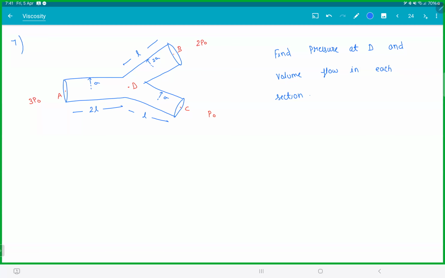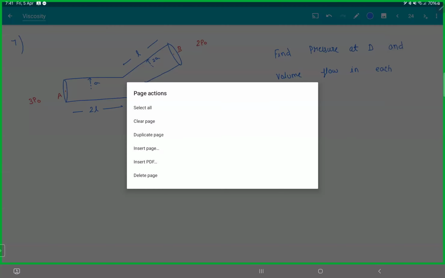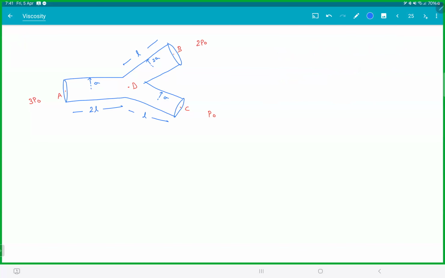69 by 33. Let's see. So first, let's make this into resistors. You can just replace the pipes with resistors. So this guy, let's call it R1, which is 8 eta 2L by pi a power 4. This is R3, which is 8 eta L by pi a power 4.